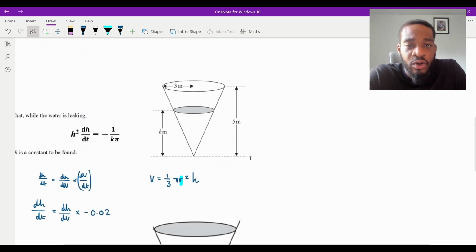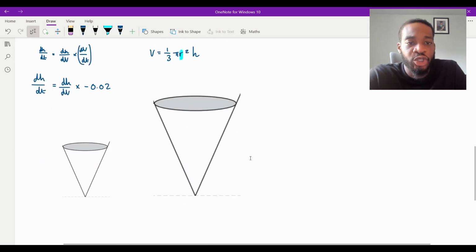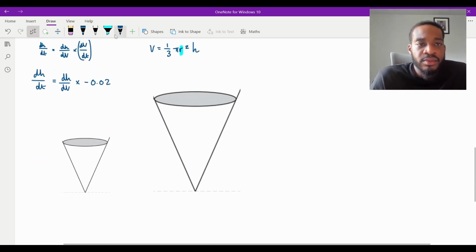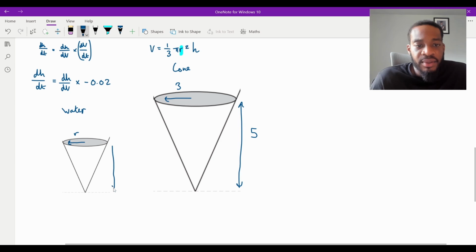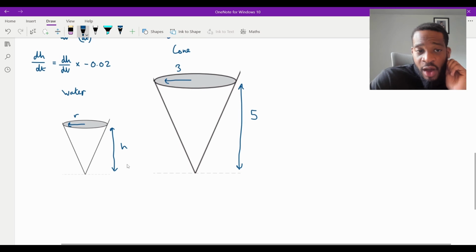And we know the dimensions of the cone. It was radius 3 and height h. So I'm going to put radius is 3 and the height is h, of the actual cone. And this is the water, which is leaking. And this is going to have a radius of r that we don't know and the height of h. Oh, sorry, that is a 5. We know that one. That's a 5. And then this is going to be h.